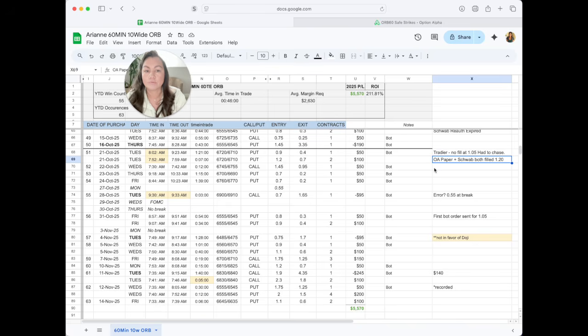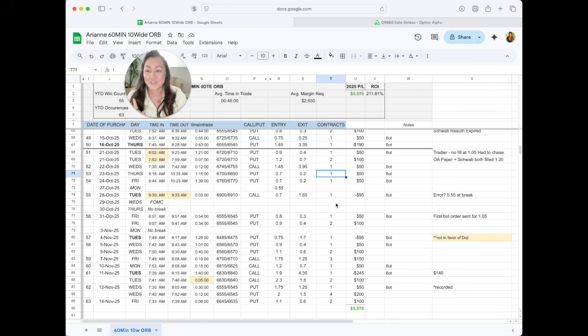Because my paper bot, oh, I noted here that my paper bot actually also filled at $1.20. So I'm not really sure what went on this day. And for the most part, the automation works with no problems. I just don't go over every single time. It works with no issue. It's just a small handful of times where something weird happens.